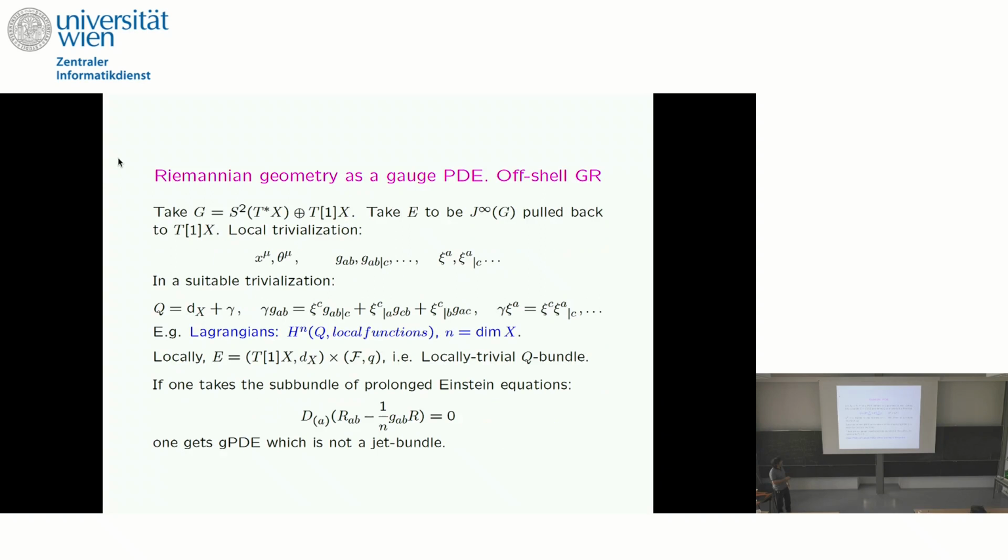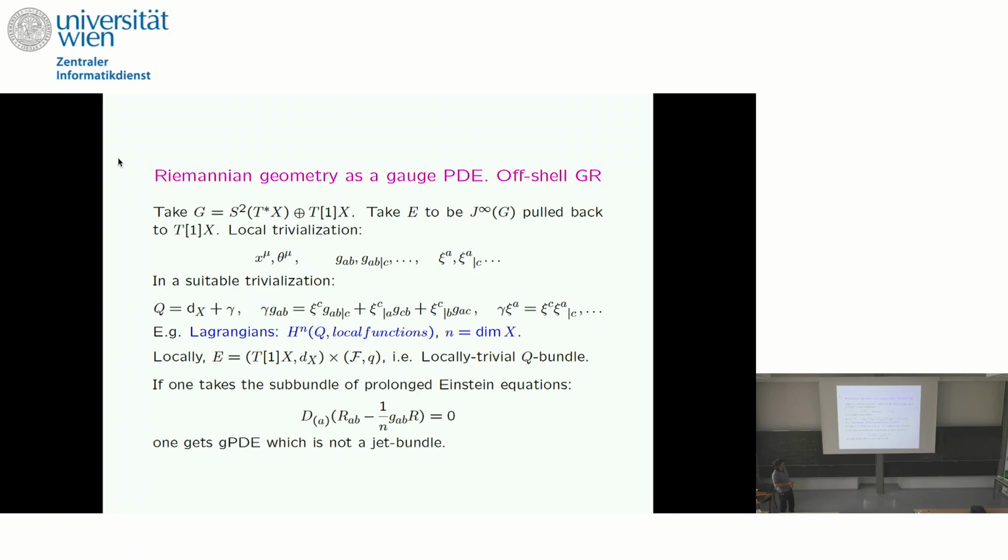Okay, and another example, which already takes us closer to gravity, is Riemannian geometry, or how physicists would call it, gravity. Of course, there are many different ways to formulate it, but the natural one is to start with a bundle whose sections are metrics and gauge vector fields, parameters of infinitesimal diffeomorphisms. For the parameters of infinitesimal diffeomorphisms, we take sections of a tangent bundle, but we shift the degree by one so that sections are ghost variables associated to these parameters. In coordinates, it means that in addition to base space coordinates x and theta, we have the metric and all its derivatives, as well as the components of a vector field representing the diffeomorphism parameter and all its derivatives.